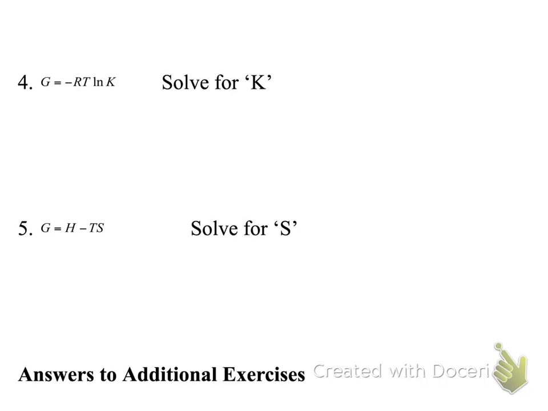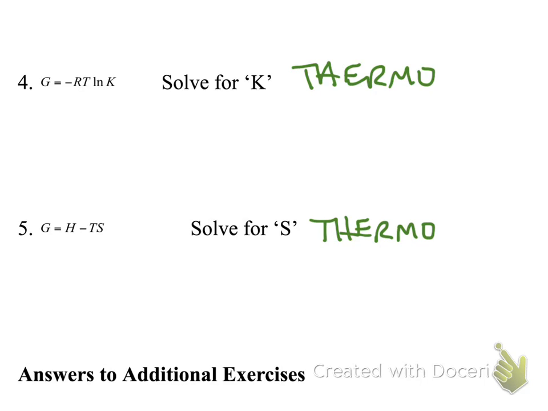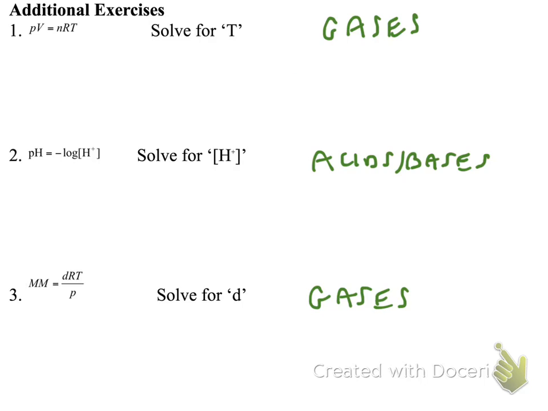And the next page, solving for K. This is one that is prevalent in thermo, talking about heat and if a reaction will occur or not. And same thing for this one here. So this is another thermo, talking about heat and whether a reaction will occur spontaneously or whether it won't happen at all. Okay, so let's go back to this one here.